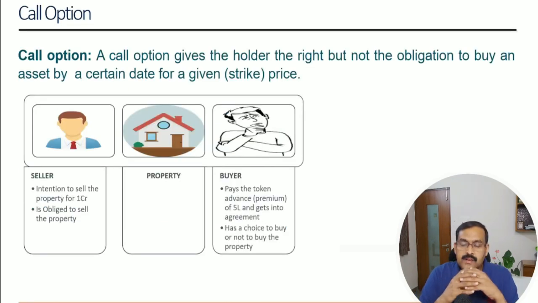So what is a call option? A call option is an option contract which gives the holder, nothing but the buyer, the right but not the obligation to buy an asset by a certain date for a given price. The given price is always the strike price at which the contract is being executed. So if you think from the seller's point of view, if the call option goes in the money, the seller is obliged to deliver an asset to the buyer at that strike price at which the call contract is being executed.